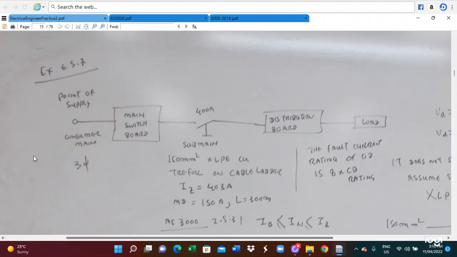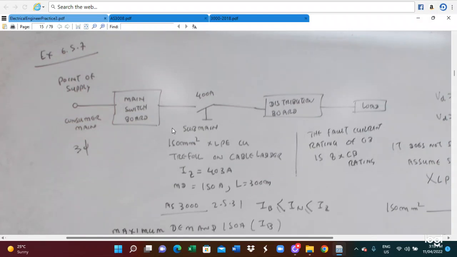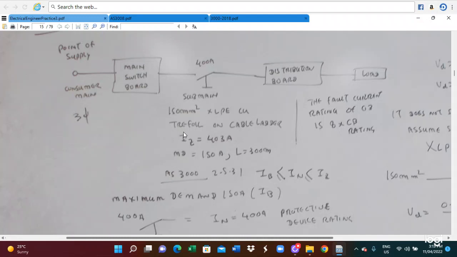So this is for the point of the supply. Consumer mains, here main switchboard, here sub main, 400 ampere, and distribution board and the load. So this is the arrangement of your circuit. In this case, this is 100 millimeter square. So this is the given information. The cross-sectional area of the cable is 100 millimeter square.